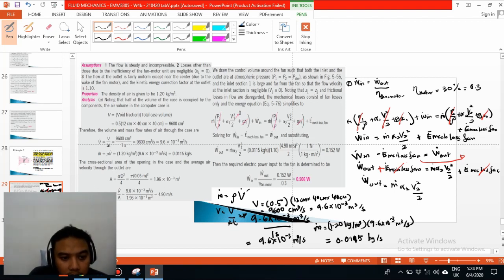We know that the volume flow rate is equal to velocity times A. So in order to get the velocity, it is V dot divided by A. So you need to find your A. Your A is pi times D squared, where D is 0.05 meters. So you get your area as 1.96. Then, based on your volume flow rate, you divide by this area, and you will get your velocity as 4.9 meters per second. So back to the equation that we need to solve.